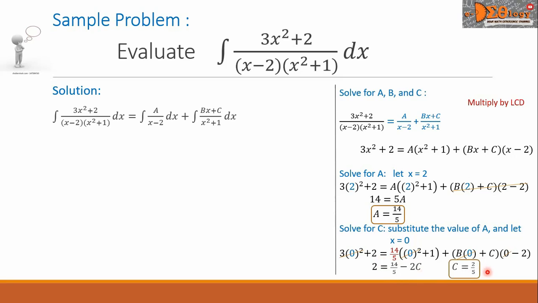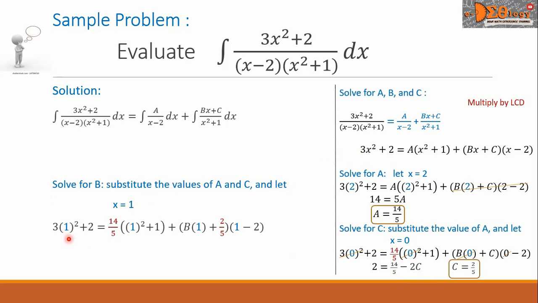So we have now two values, which are A and C. Let us solve for B. What we're going to do here is to substitute the values of A and C in our working equation, and we let x equals 1. So we have now 3 times 1 squared plus 2 equals the value of A, 14 over 5, times 1 squared plus 1 plus the quantity B times 1 plus 2 over 5. This is the value of C, times the quantity 1 minus 2.